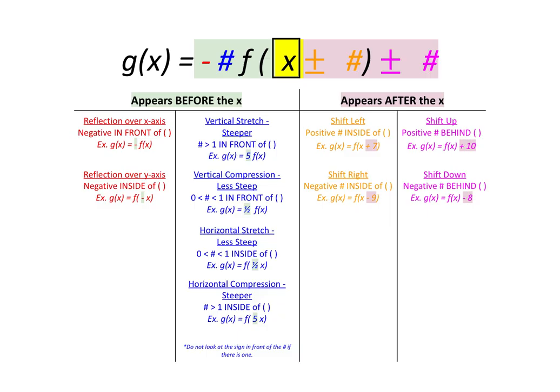Now in Canvas, you should see this doc that kind of summarizes everything up for you to help you study that anything that appears in front of the X has to be a reflection or a vertical horizontal stretch compression, and anything that appears behind the X has to be a shift up, down, left, right.